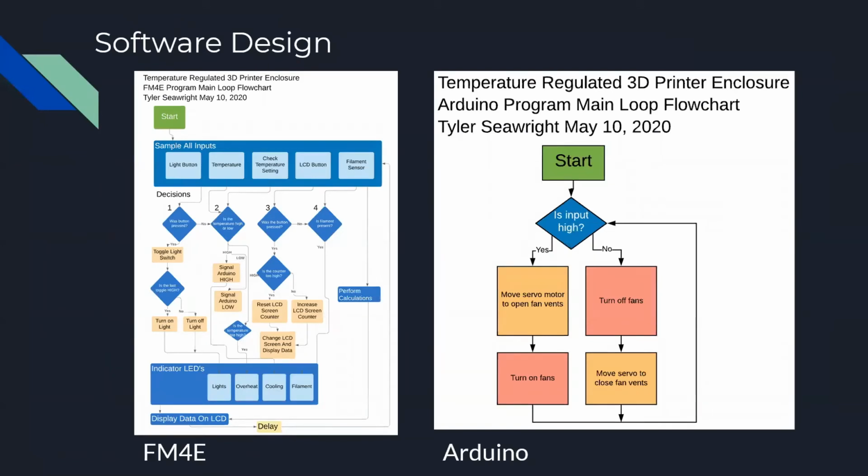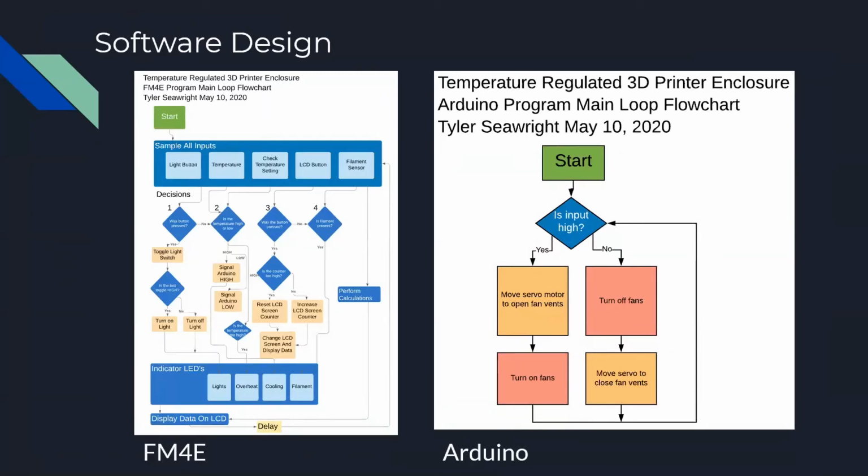From the software side, this program is very large. It's almost 400 lines of code combined between two programs, one running on the Feather and one running on the Arduino. For the Feather, it goes through a loop in which it samples an input, checks a condition, and then makes a decision, and then it will sample the next input, check the condition, and make a decision, and continue through all of the inputs. After all of that, it will indicate on the LEDs on the panel what's happening, and also display the data live on the LCD, depending on which screen you're in.